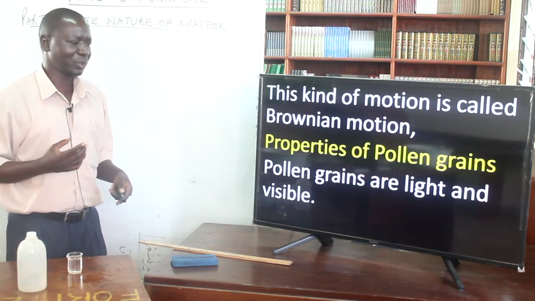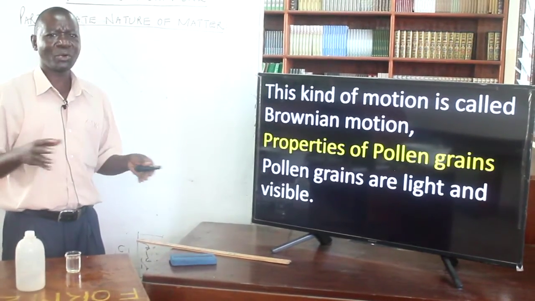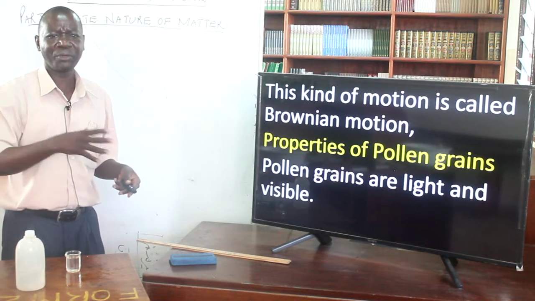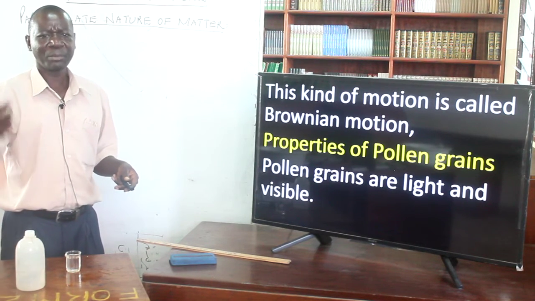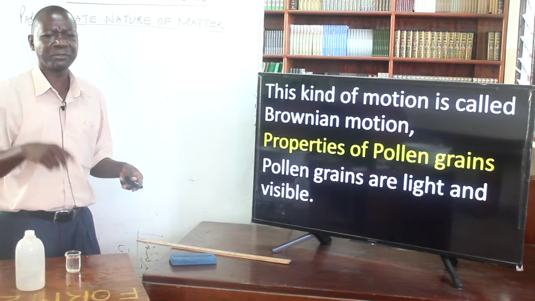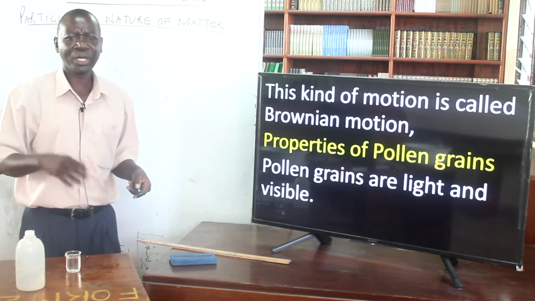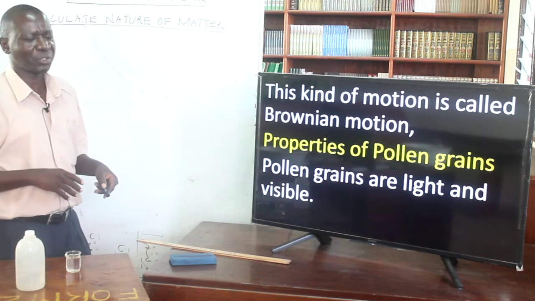This kind of motion, where particles that are visible are seen to be moving in a constant random motion because they are being hit by tiny invisible particles, is the one we are calling Brownian motion.